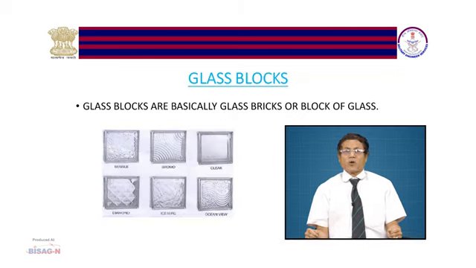Next one is glass blocks. Glass blocks are actually known as glass bricks. A glass block is manufactured by combining two halves, pressed and annealed during the melting process of glass.